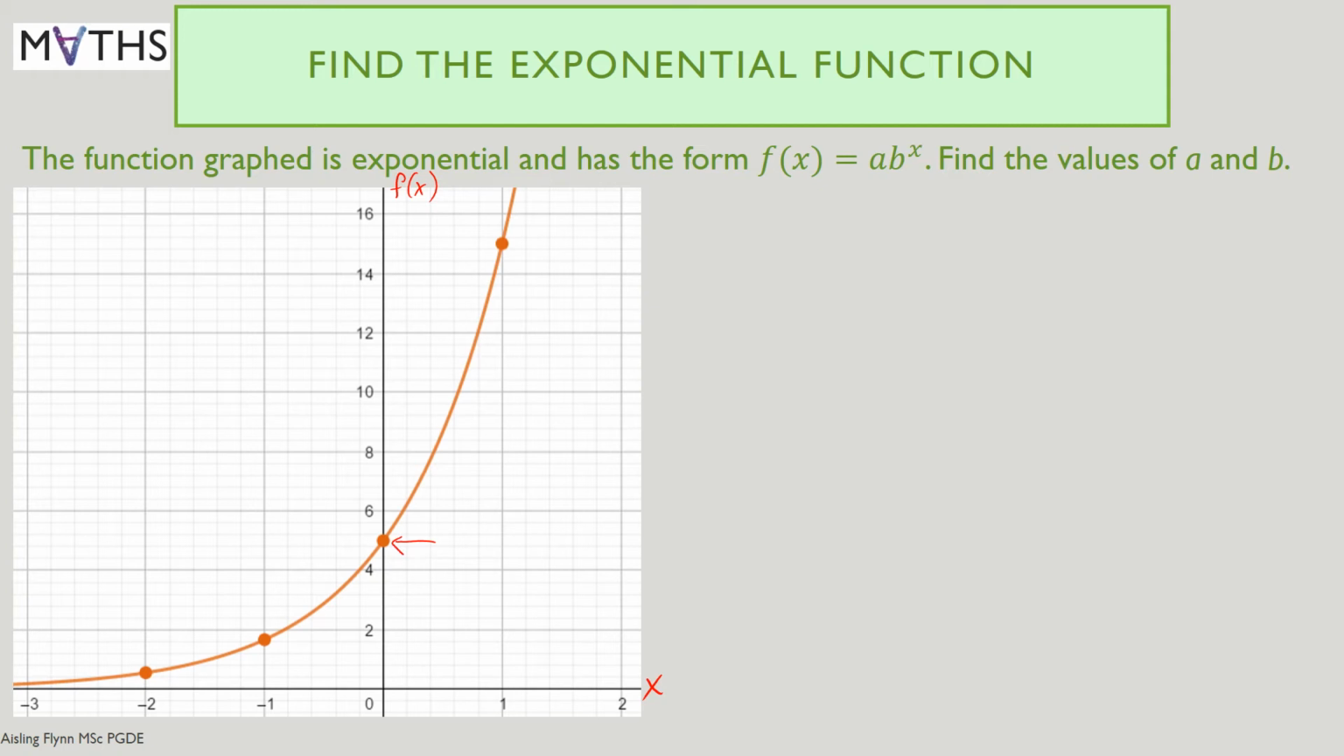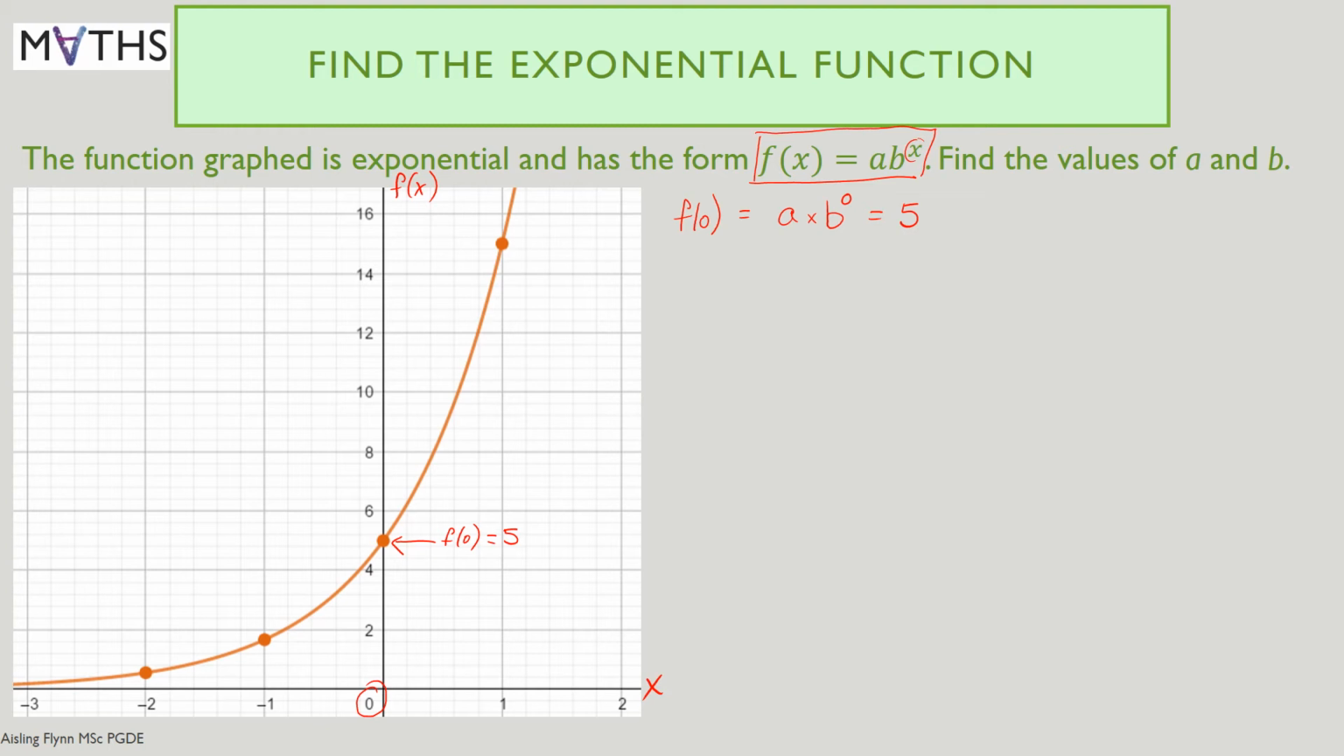Okay, the input value for that point is x equals 0. Okay, and we can see clearly that f of 0 equals, well, what's that? It's halfway between 4 and 6, so f of 0 equals 5. Alright, so let's use this format here and do some figuring out. So I can write down that f of 0, which is a times b to the power of 0, okay, so replacing your x with 0, is 5.